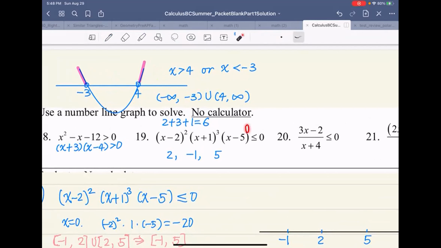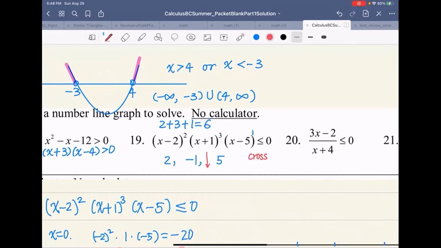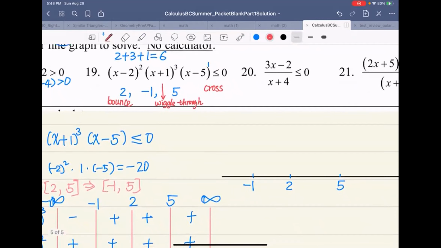If the order is odd, if it's 1, this is called a cross. If it's 3, it's called a V goes through. If it's even, it's called a bounce. Okay. Now, let's see. Here is the V goes through.